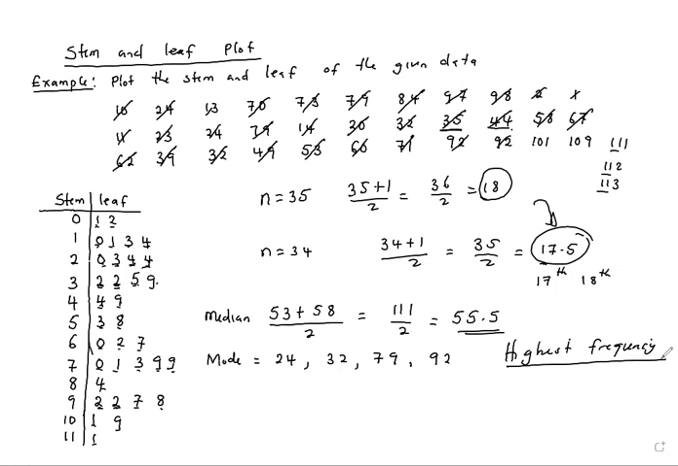So which numbers we have? We have 4, 4 there against the 2 as the stem. So these 4 4s here are representing 24, 24. Then we have 9 9 here against 7. So that is 79, 79. Then we have 2 2s here against 3. That is 32, 32. Then we have 2 2 against 9. That is 92, 92. So they have same appearances. So we will pick all of them as a mode.